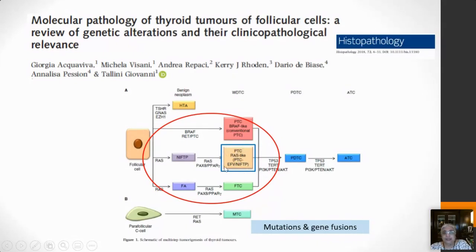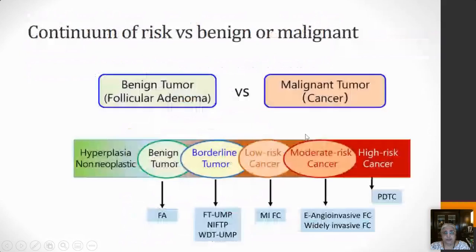And when this undergoes a PAX8-PPAR gamma mutation, what happens is that you get, in the NIFTP, something that is obviously invasive now. What are you going to call it? And people are calling it RAS-like PTC. Here we call it follicular thyroid carcinoma, minimally invasive or widely invasive, because you can get a widely invasive carcinoma with the same change. And this is my real question.